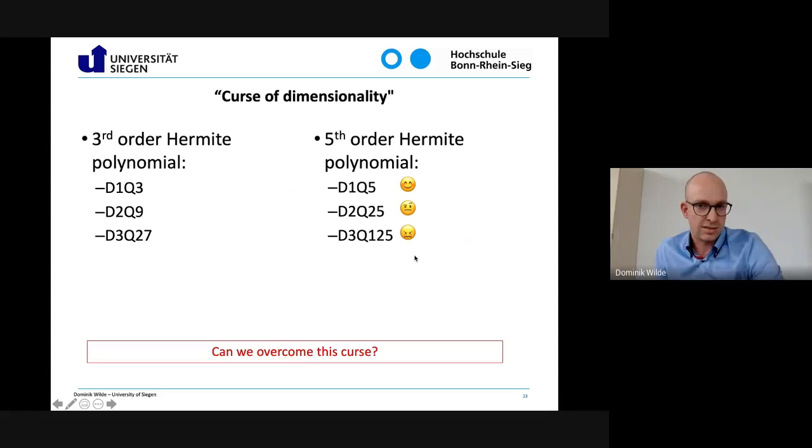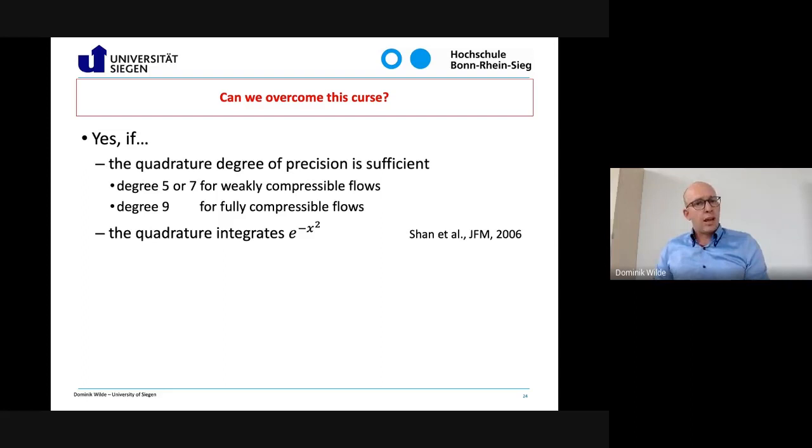So the question is whether and how we can overcome this curse. And I think that we can overcome this curse. And for this, the quadrature degree has to be sufficient. The quadrature degree is well explained in the paper of Shan in the Journal of Fluid Mechanics of 2006, and it's coupled with the order of integration. You have to have 5 or 7 for weakly compressible flows, so 7 is better to cancel errors, or degree 9 for fully compressible flows. And the quadrature has to integrate e to the power of minus x squared, which is basically the weight function that we have in lattice Boltzmann.